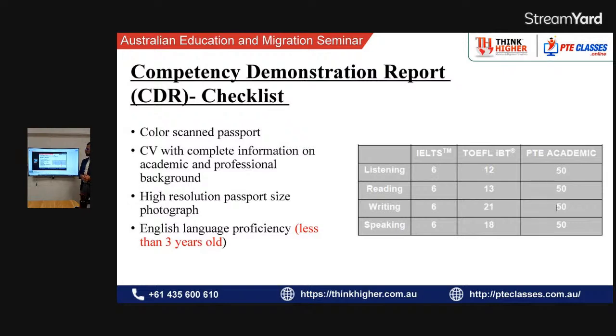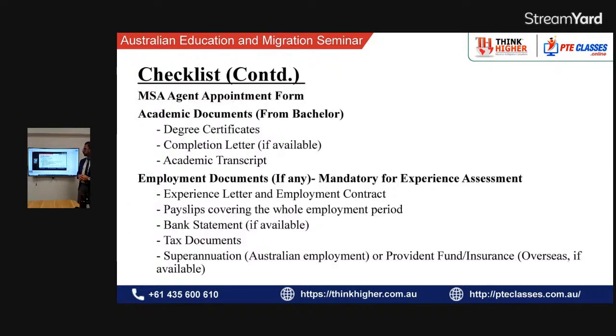The English requirement is 6 each. If you have studied in Australia, then you don't require English. The minimum requirement of study is 2 years, so either a bachelor's or master's program will meet your requirements. And obviously the English test needs to be not more than 3 years old. So those are the basic requirements they need.